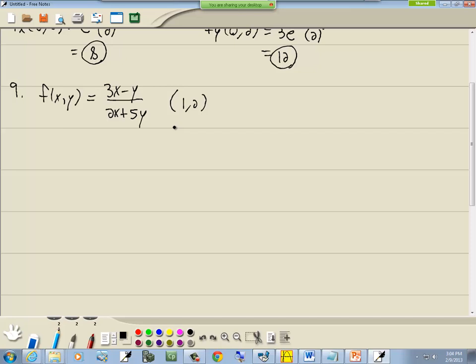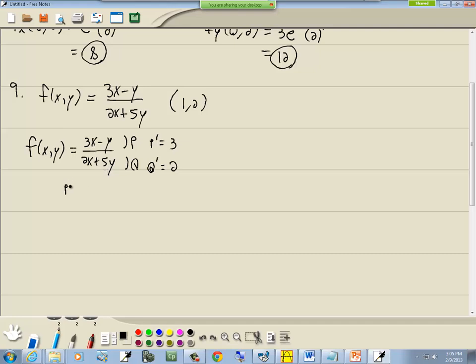So I need to find the derivative first. We've got f of x, y is equal to 3x minus y over 2x plus 5y. First thing is we'll take the partial with respect to x. So this will be p and this will be q. This will be the quotient rule. P prime, the derivative of that with respect to x, would be 3. And q prime, the derivative of that with respect to x, would be 2. Again, the y's drop away because we treat them as constants.